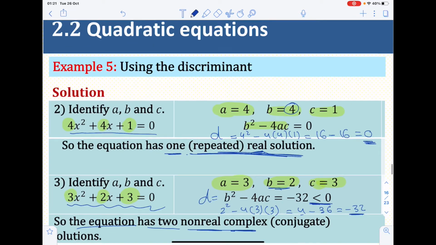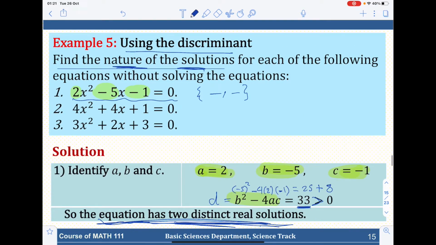So if we solve this one, we will see that here we have only one solution. And for this one, we have two, but complex. That means we will have i. Okay, this is complex, this is real.